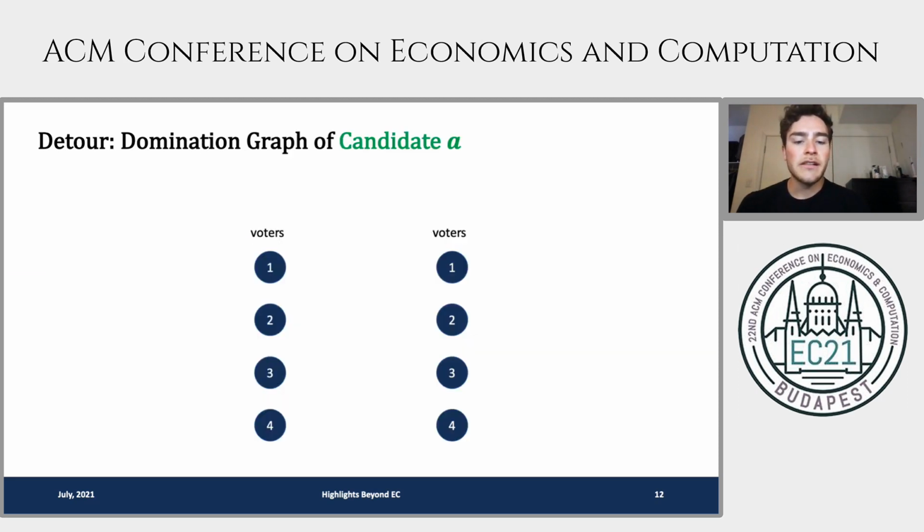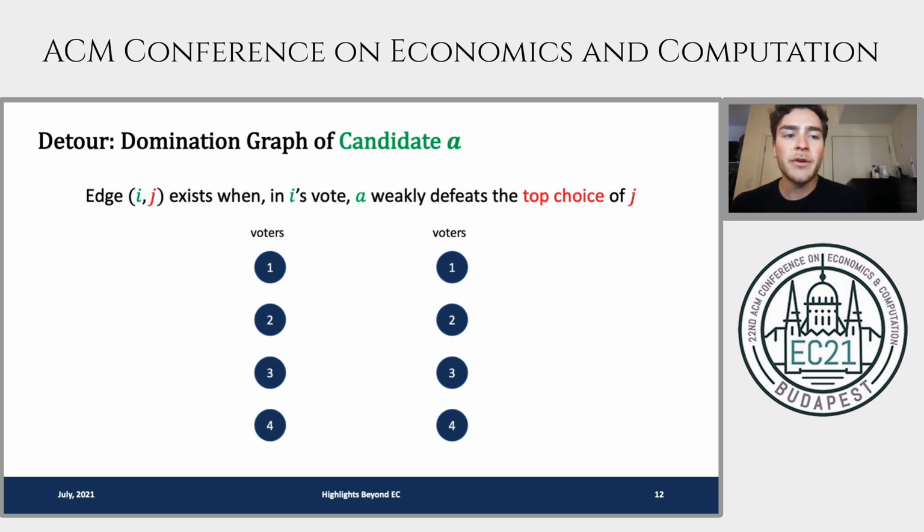So I have to introduce this graph. This is called the domination graph of a specific candidate A. And this is a bipartite graph where we have the sets of voters on both the left and the right. And we'll have an edge from a voter I to a voter J exactly when in I's vote, candidate A weakly defeats the top choice of J. So this is a pretty wordy definition. Let me just give you an example of how this works.